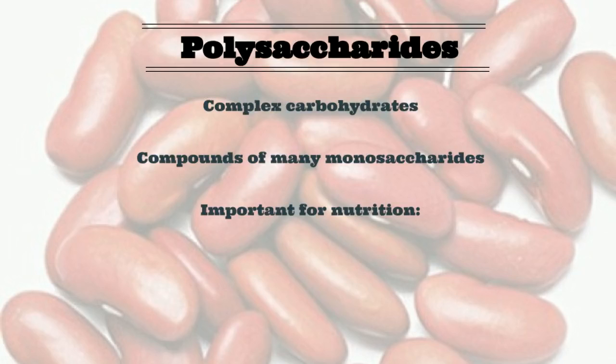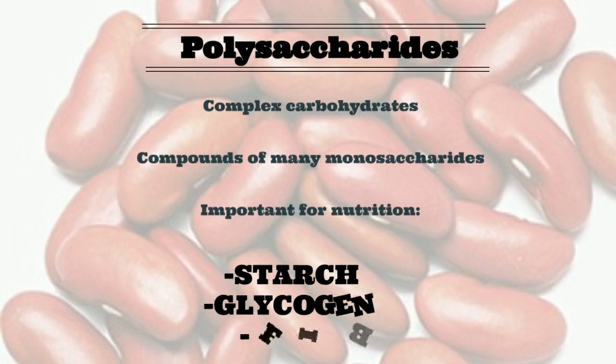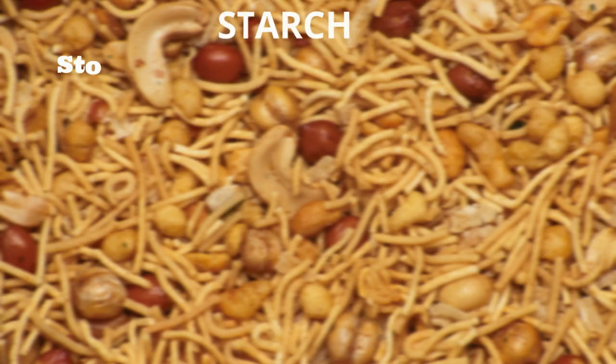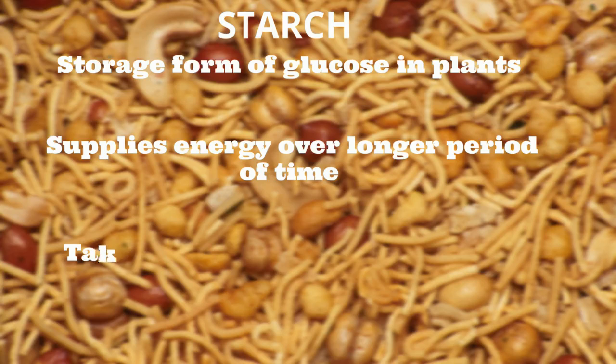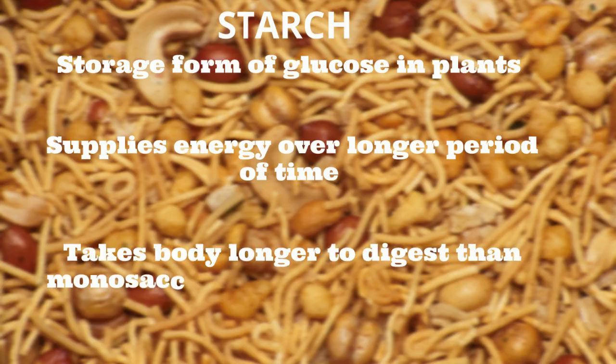Polysaccharides are complex carbohydrates. They're compounds of many monosaccharides, and they're important for nutrition because they make up starch, glycogen, and fiber. Starches are found in grains and vegetables, and it is stored in the form of glucose in plants. It also supplies energy over longer periods of time because it takes the body longer to digest them than monosaccharides or disaccharides.